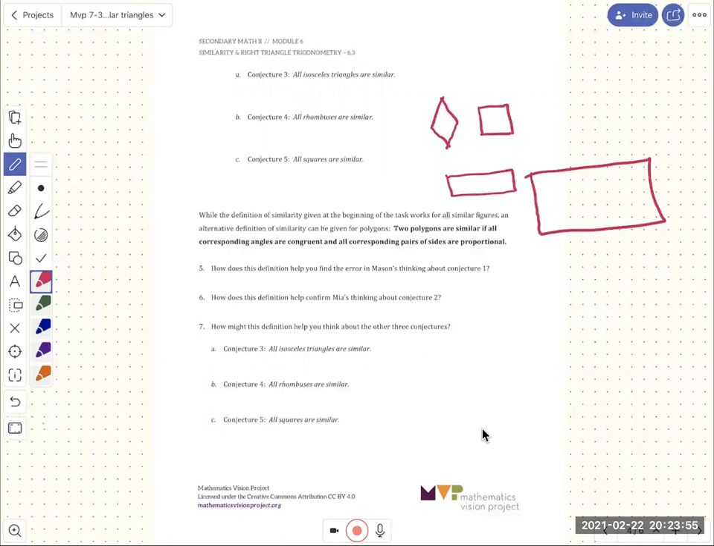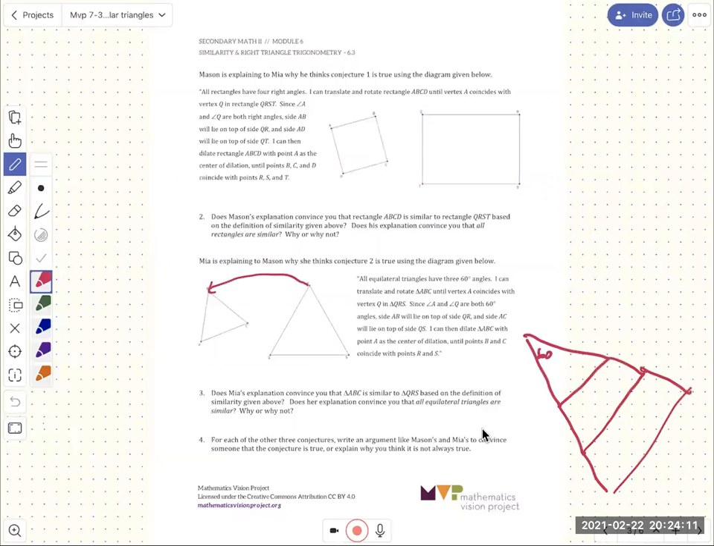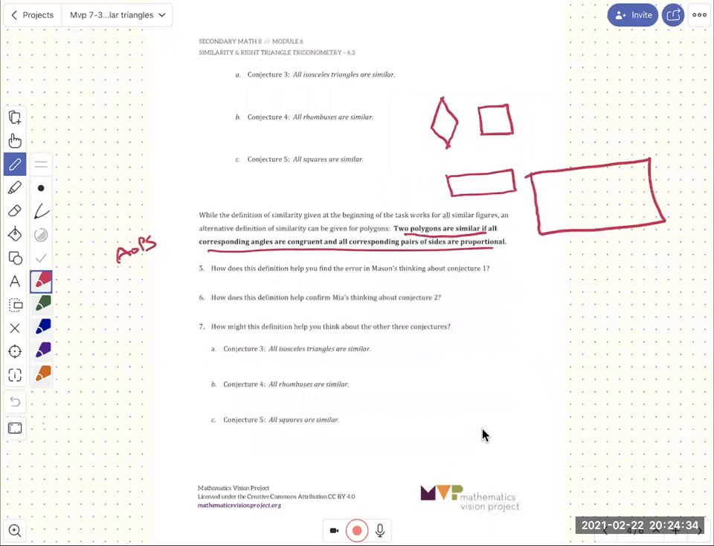Here is the AOPS definition. So the AOPS definition says two polygons are similar if all corresponding angles are equal and corresponding pairs of sides are proportional. And so that helps you to see that in Mason's argument, we have the angles being equal, but we don't have proportionality, right? So we don't have that same proportionality. So that's necessary as well.